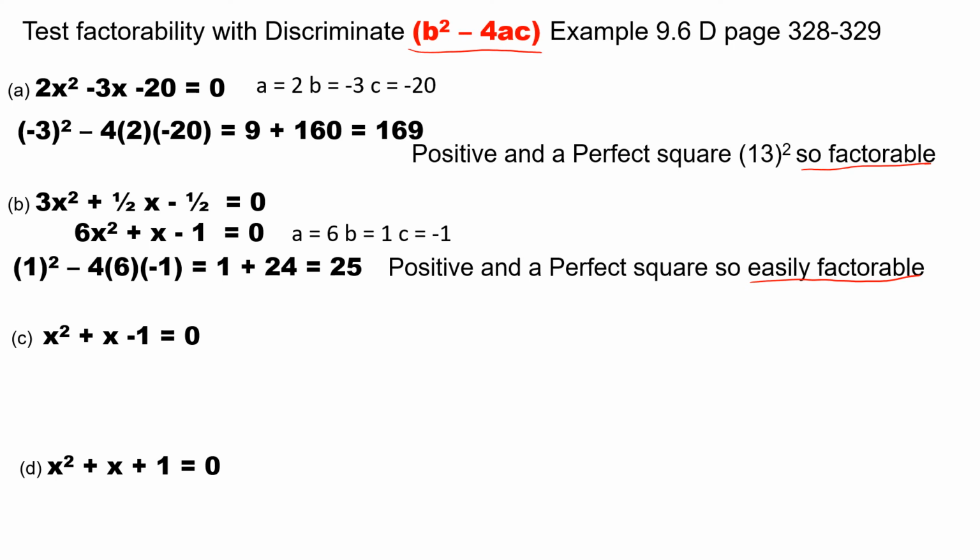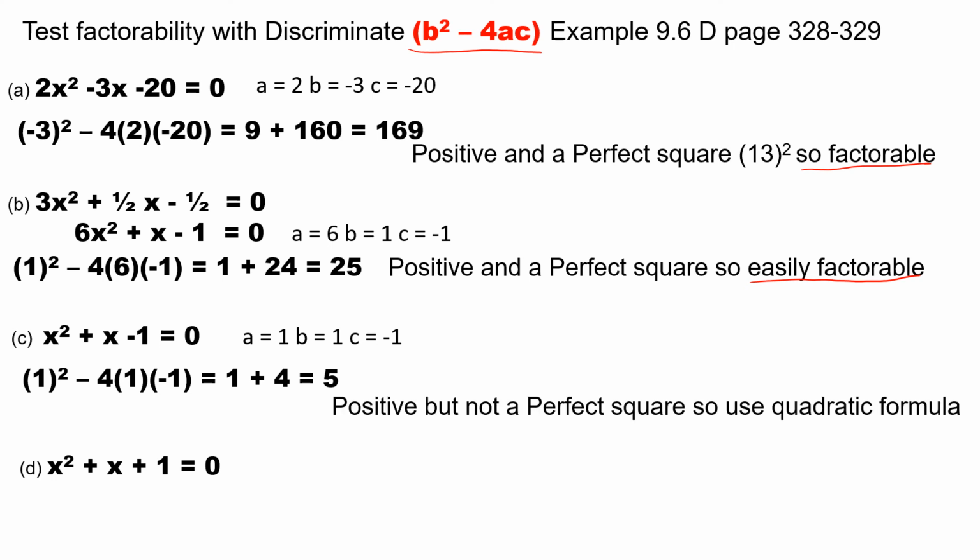Now the next one, we're going to have our values here. We're going to plug it into the discriminant, and we get 5. Now, 5 is positive, but is it a perfect square? No. So it's positive, but not a perfect square. So you're going to use that quadratic formula. You're just going to go ahead and use the quadratic formula. So this discriminant is really nice in helping you determine what method might be easier. Should I factor it or should I do the quadratic formula?